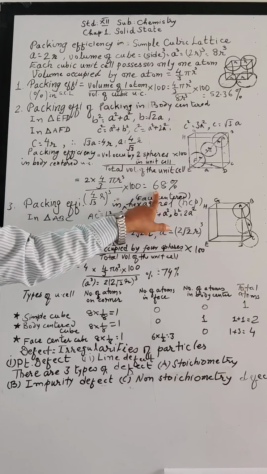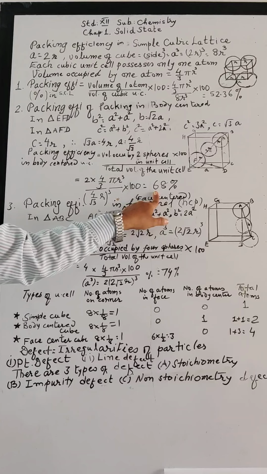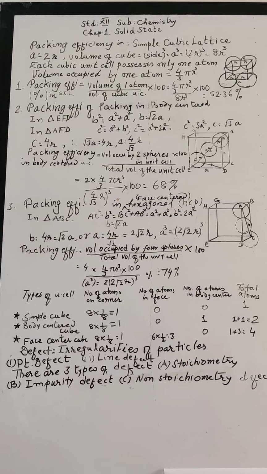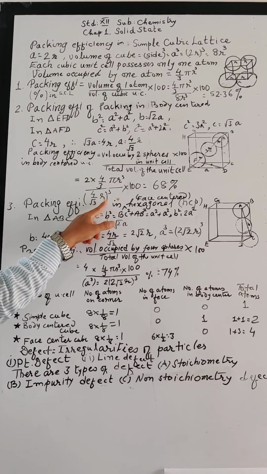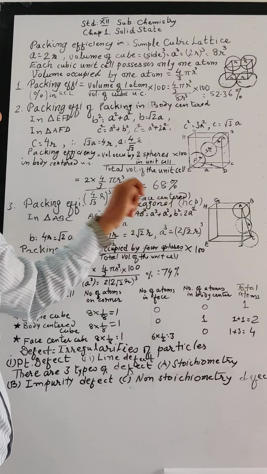The value of efficiency in body center is equals to 68%. Now packing efficiency in hexagonal means face centered.